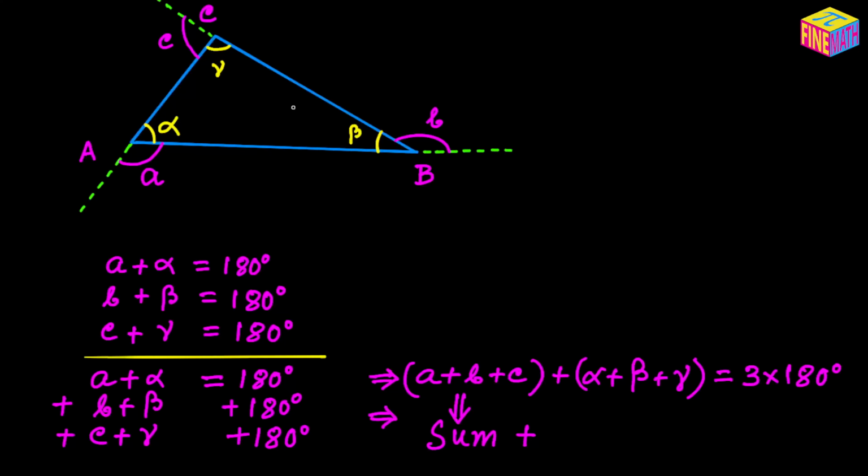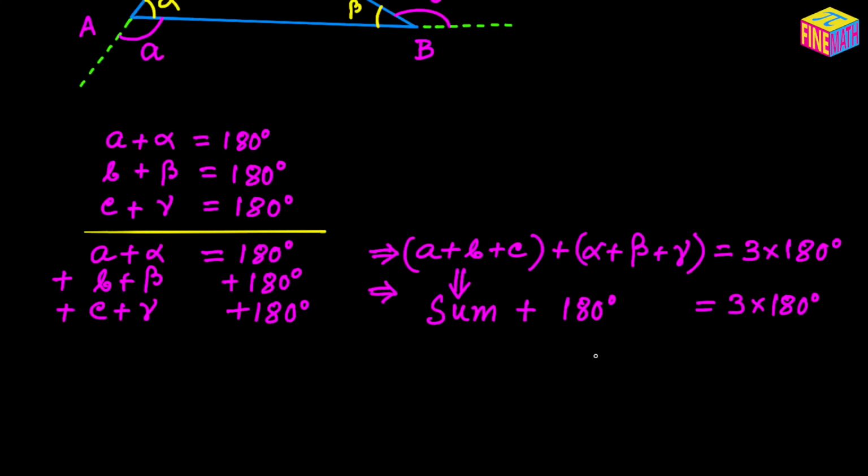Well, alpha plus beta plus gamma is actually the sum of the interior angles of this triangle, and that would be 180 degrees. So that would be 180 degrees, and all of that is equal to 3 times 180 degrees. And then from here we can do a quick little math right here.